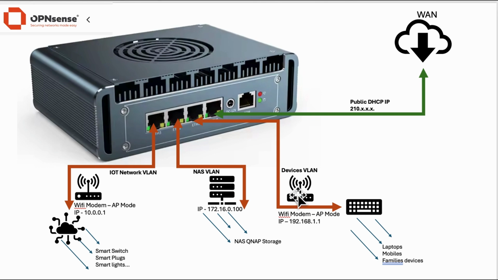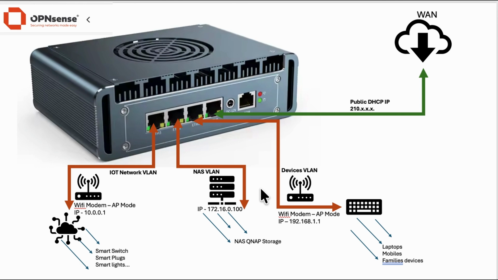So this is what I have set up in my home. I redesigned the network using OPNsense and segmented the entire set of devices that I have online in my home into 3 separate networks. So there's network 1, which is called the IoT network. The second network is my NAS, which is my network attached storage, which is like a cloud storage, private cloud storage within my own home. And then this is my third network, which is basically my trusted devices VLAN.